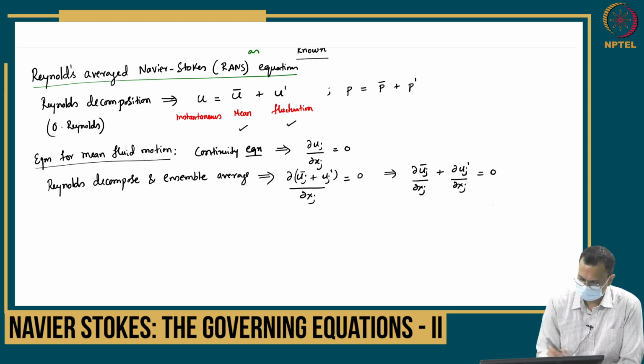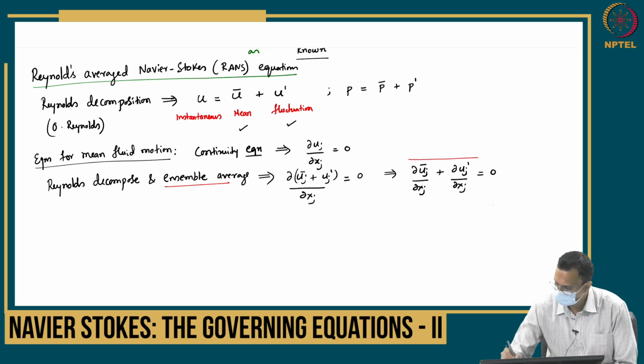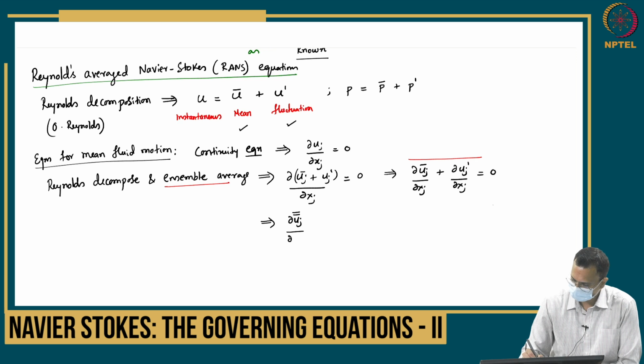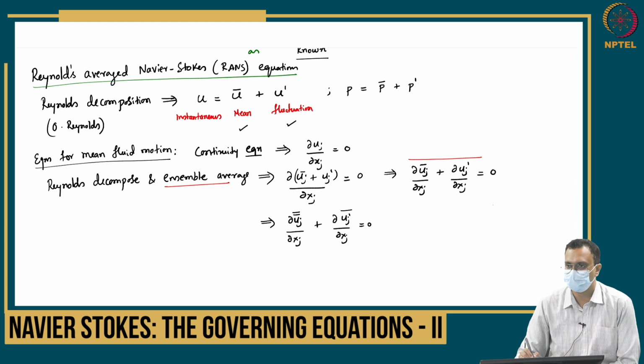I also talked about not just Reynolds decomposition but also ensemble averaging. So let me ensemble average. Ensemble averaging and addition commute, so it can be written into two different separate terms. So this gives me dou uj bar by dou xj plus dou uj prime average by dou xj. Even the differentiation and the ensemble averaging commute here. So that's why the averaging operation is over the velocity component.